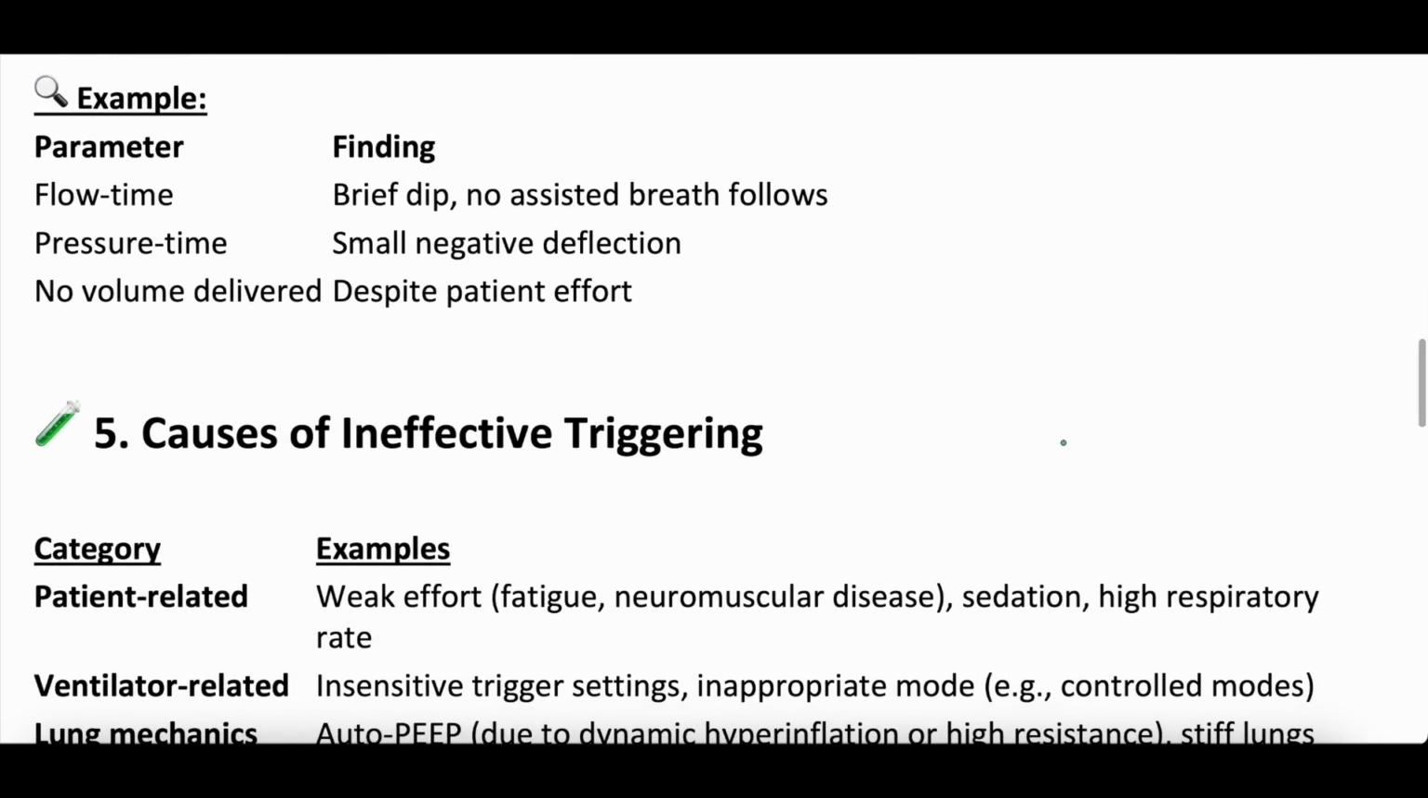So just examples to drive the point home on scalars. If you are looking at the flow scalar, you'll see a brief dip with no breath following. If you're looking at the pressure scalar, you'll see that small negative deflection without a breath following. There's no volume delivered despite patient effort, obviously, because no breath was given.